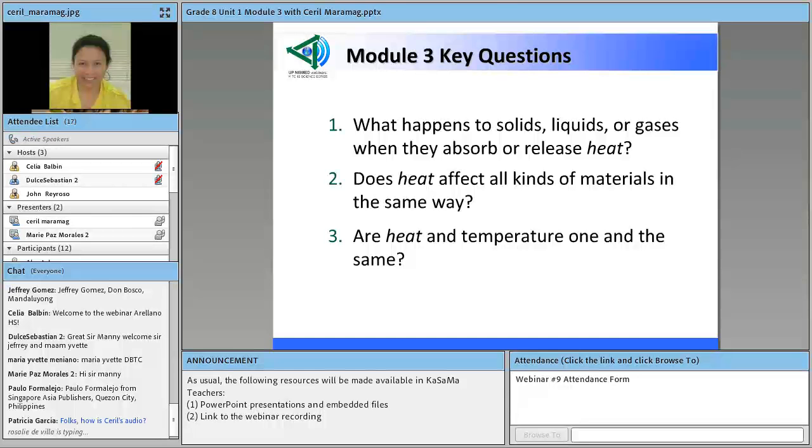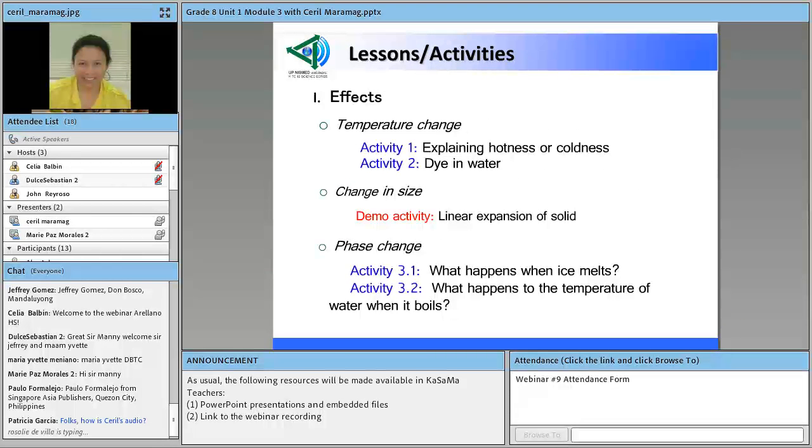Okay. Module 3 focuses on two things. Okay? Effects of heat transfer on materials. And the other one is the factors that affect the amount of heat being transferred, or meaning, the factors that affect the process of heat transfer. So to achieve this, the following objectives are included in the module, or activities rather.